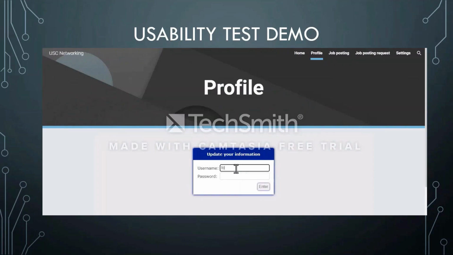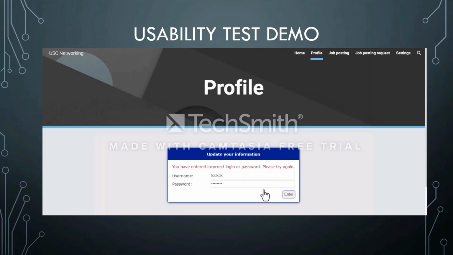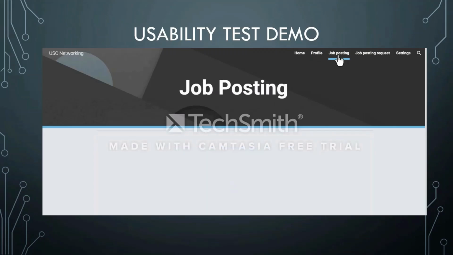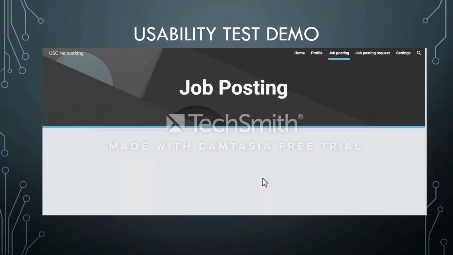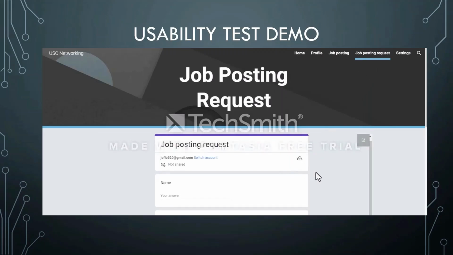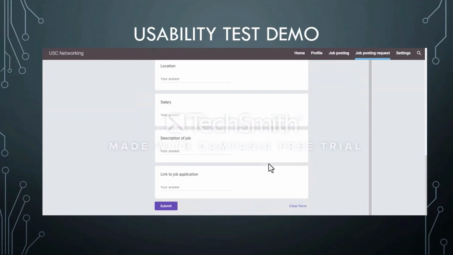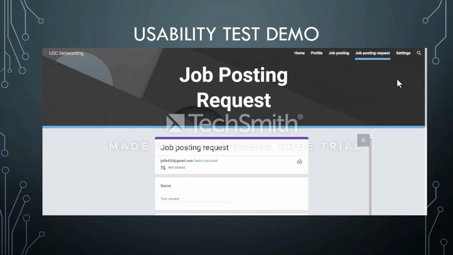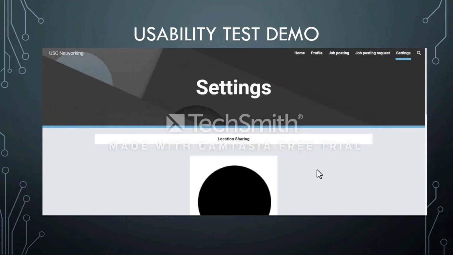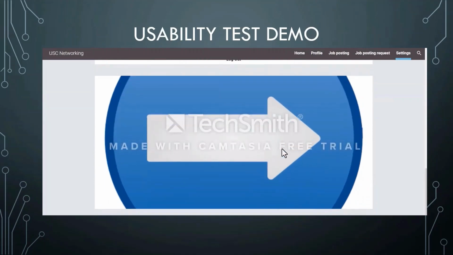Something that the users were told to do was to just type in their username and password and attempt to log in. It did not work because obviously that is not a real account. Moving on to the job posting page, users were instructed to apply now to this job. That would take them to an external link to a real job posting request. Fill out this form and then hit submit at the end, and it would submit the form to request a job. And then the settings page, this is just all the settings that would be here as well.